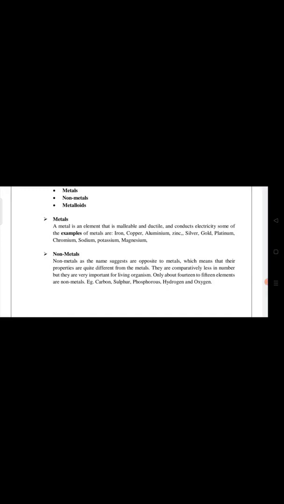non-metals can exist in gaseous state, but metals can exist in the solid state. But there is one exception, I already gave that exception, that is mercury. Mercury can exist in the liquid form even at room temperature. So mercury is a metal, but still it is in the liquid form. But in most cases like aluminium, silver, gold, platinum, chromium, sodium, potassium, iron, copper, they all exist at room temperature in the solid form. So they are called metals. And non-metals are just the opposite of metals, which means their properties are quite different from the metals.